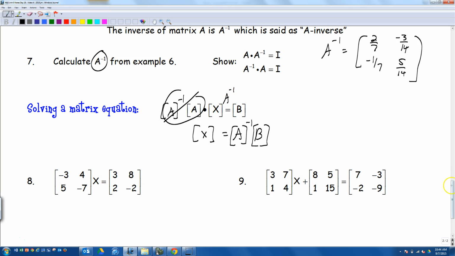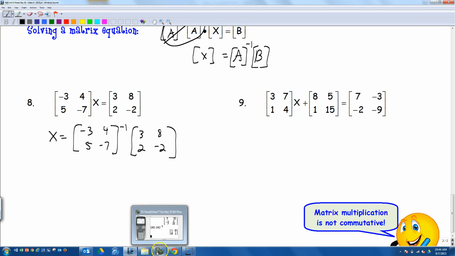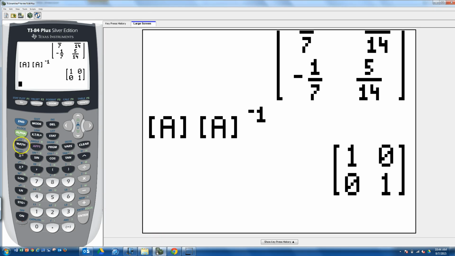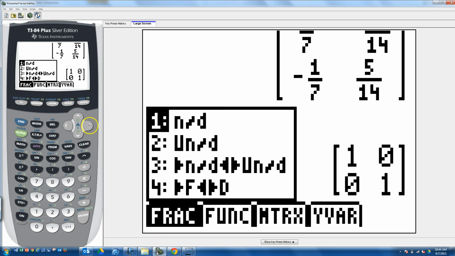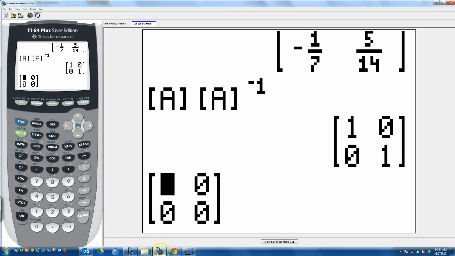Okay, so on this one, x is equal to -3, 4, 5, and -7, inverse, 3, 8, 2, -2. Now, there are ways to type that in without editing your matrix. I believe under alpha y equals, I haven't done this in a while, let me look. Yeah, there is something called matrix up here. So you can say you have a 2 by 2 and hit OK. So if you want to just enter it in on the screen, you can also do that.